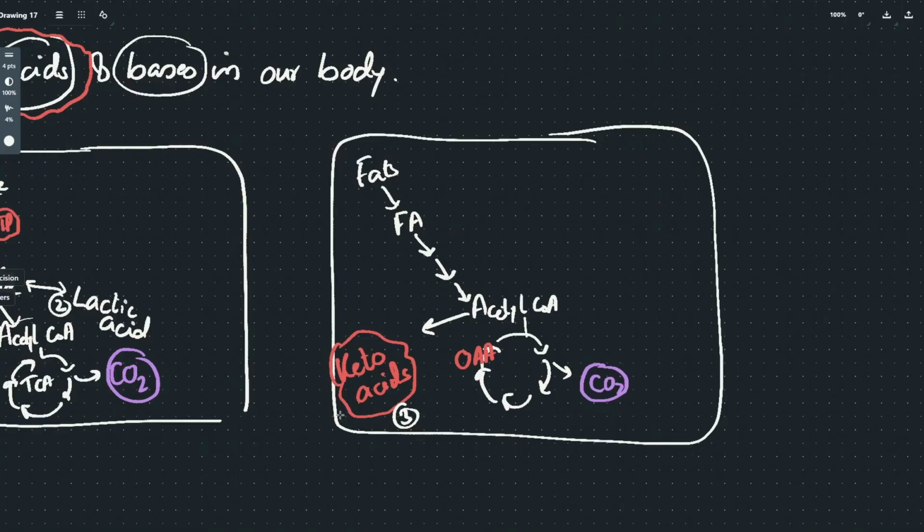Now if we talk about proteins, from proteins we get amino acids, and amino acids can be converted into one of the substrates of the TCA cycle, acetyl CoA, or some other substrate that I will not go into detail right now. So they will also produce CO2. But why am I saying CO2 again and again? Is CO2 a gas, or is it an acid?